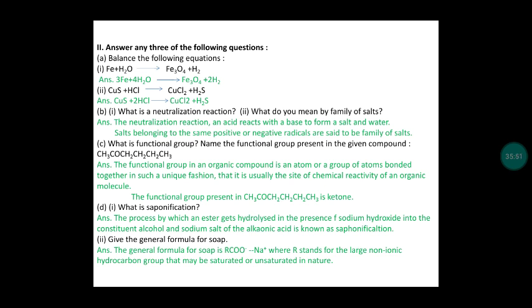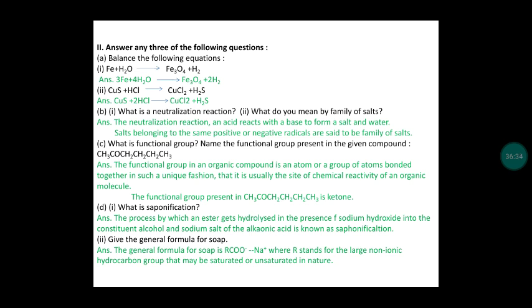Balance the following equations. Here the equations are balanced for number 1, and for number 2 also. In number 1 it is asked, what is a neutralization reaction? In a neutralization reaction, an acid reacts with a base to form salt and water. And for number 2, what do you mean by a family of salts? Salts that have the same positive or negative radicals are said to be a family of salts.